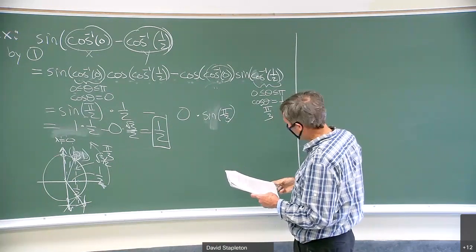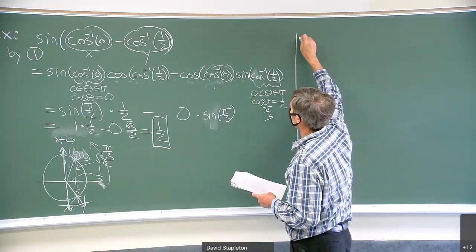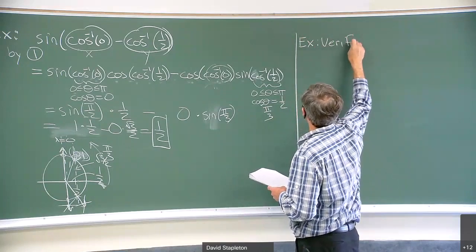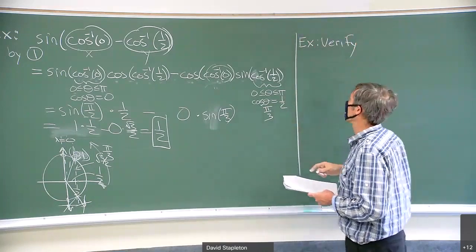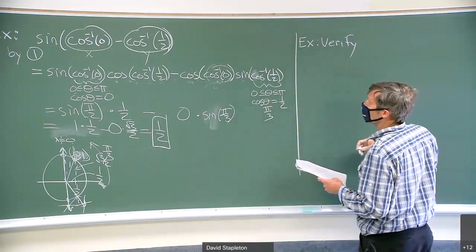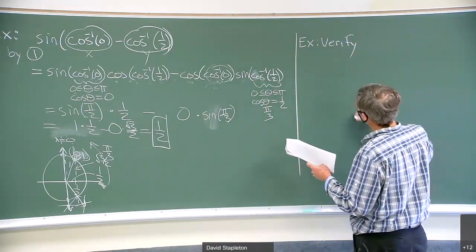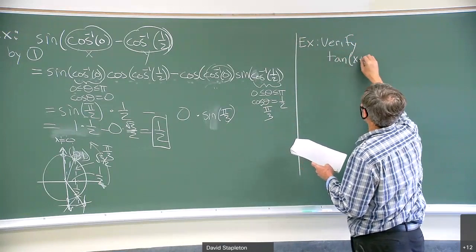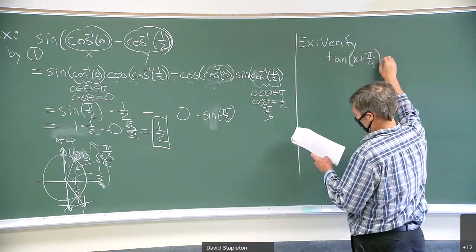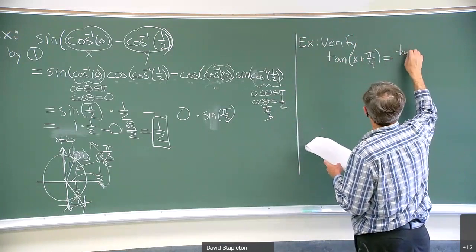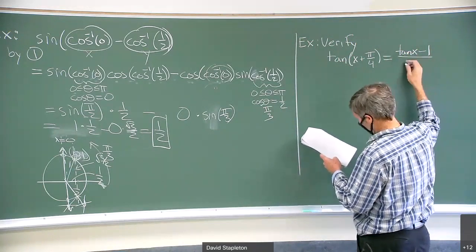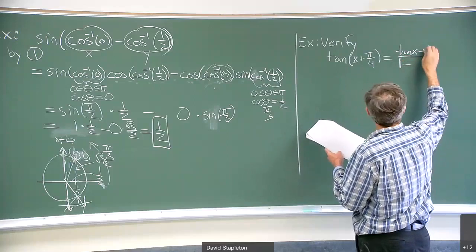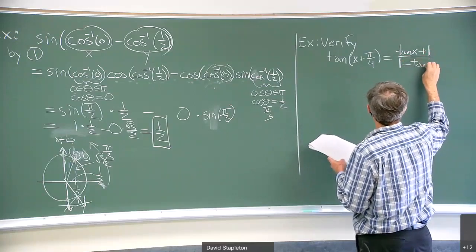Finally, you can verify identities. Because you could take trig functions to new angles and you could verify identities and simplify expressions. Verify or prove the identity that tangent of x plus pi over 4 is actually equal to tangent x plus 1 over 1 minus tangent x. How about that one?